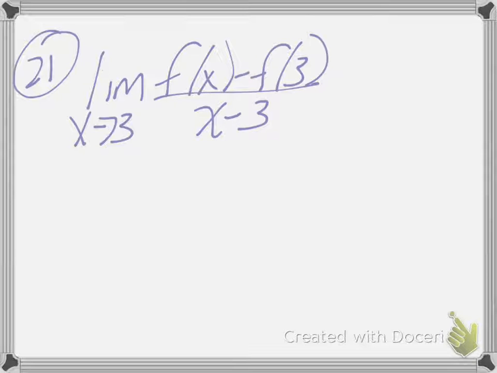Okay, this is number 21, and this is a limit problem. We can't substitute 3 in there because we'll get 0 in the denominator, but you will also get 0 in the numerator if for f of x you put ln of x, because you were told that f of x is ln of x.